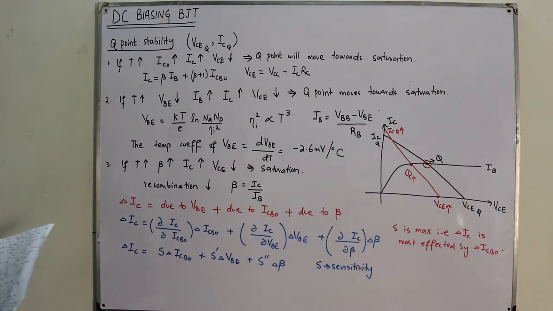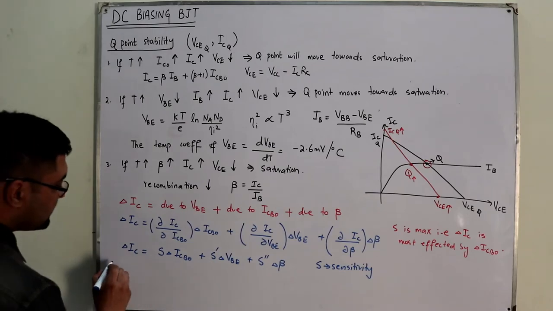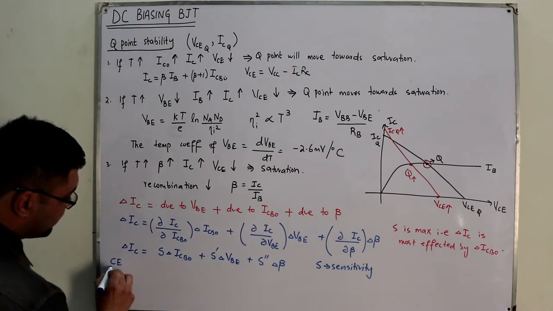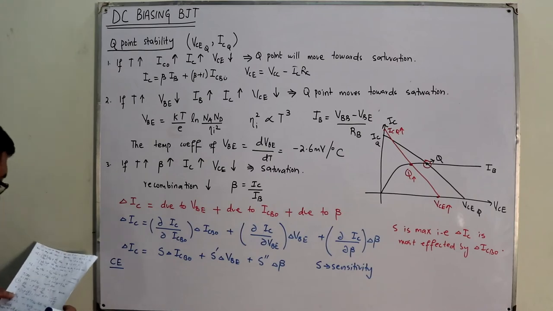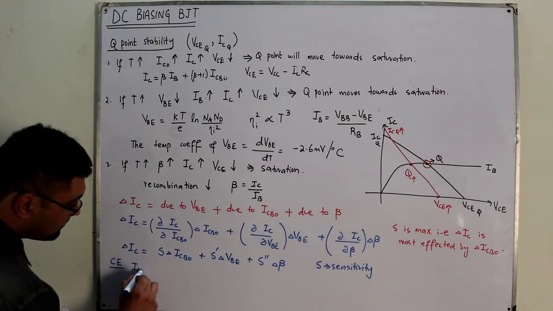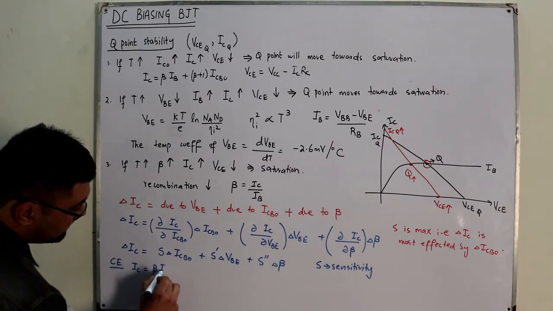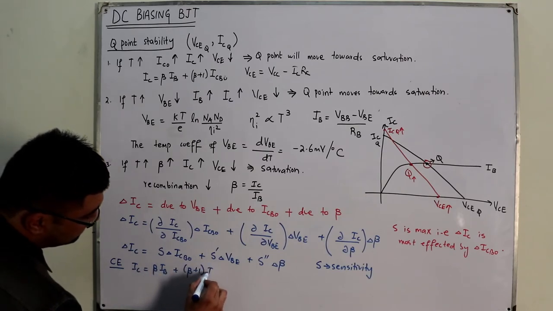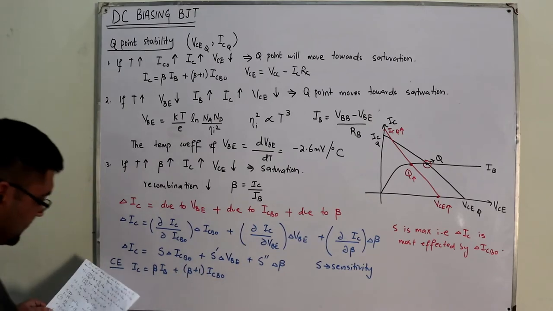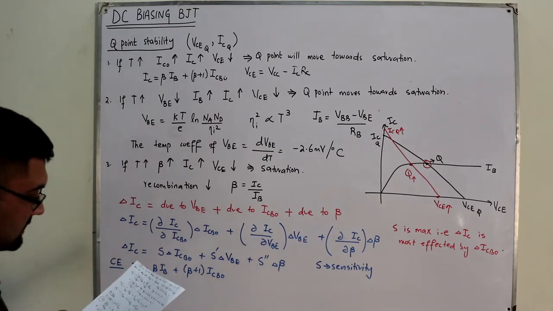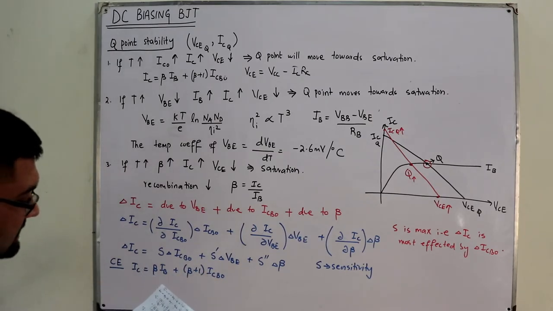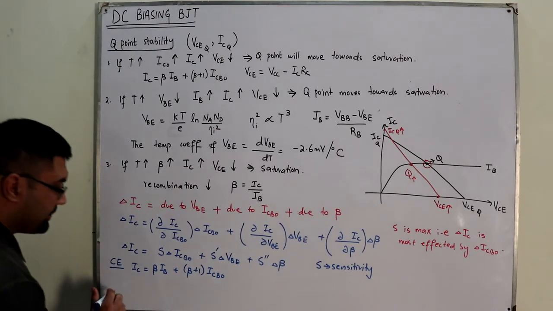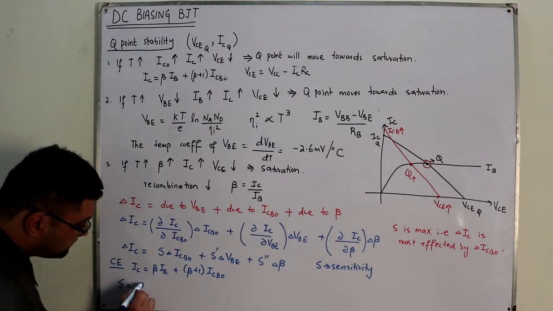So for the common emitter configuration, which we've been discussing till now, what we have is that IC is beta times IB plus beta plus 1 times ICBO, right? So if you have the value of S as dIC by dICBO, S is what?